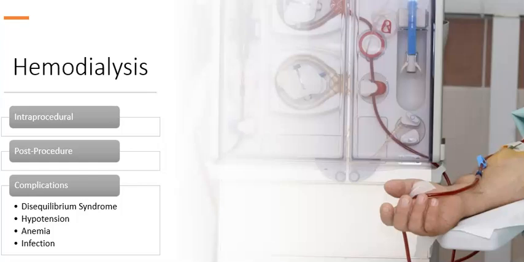You want to monitor for hypotension, nausea, and vomiting. They'll be hooked up to a vital sign machine. You're going to monitor the PTT because they'll probably be on heparin. You want to make sure that you have the reversal for heparin, which is protamine sulfate.